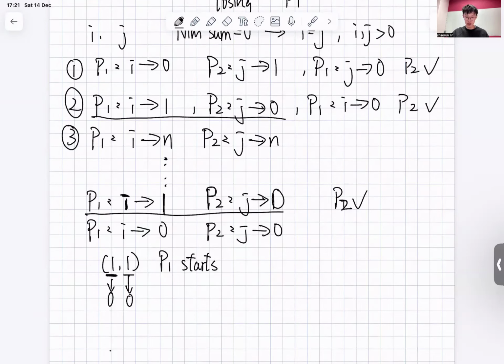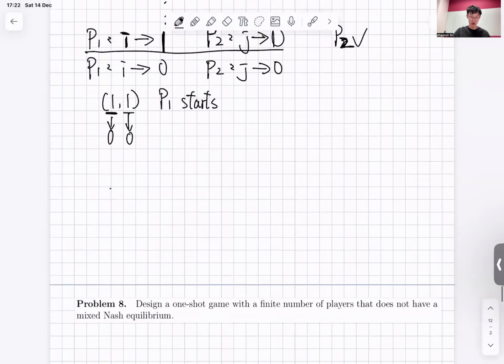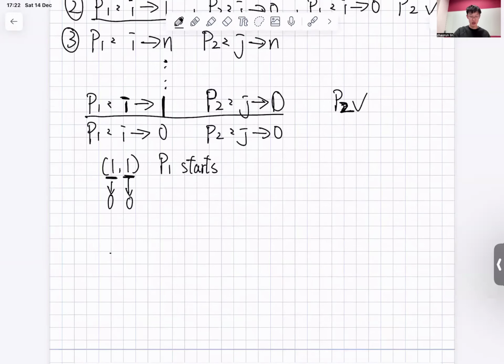So for this case, if player 1 does not reduce i to 0, so player 1 does not make the game state so that one of the numbers is 0, player 2 still wins, because player 2 doesn't have to copy player 1 to the end. And 1-1 is the corner case.